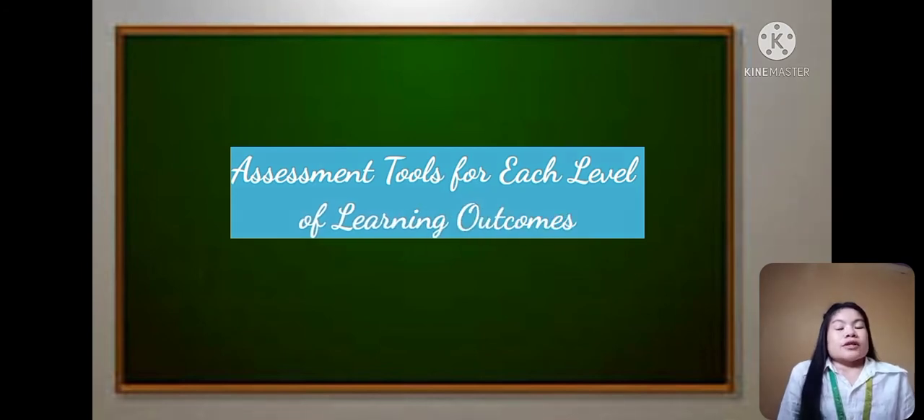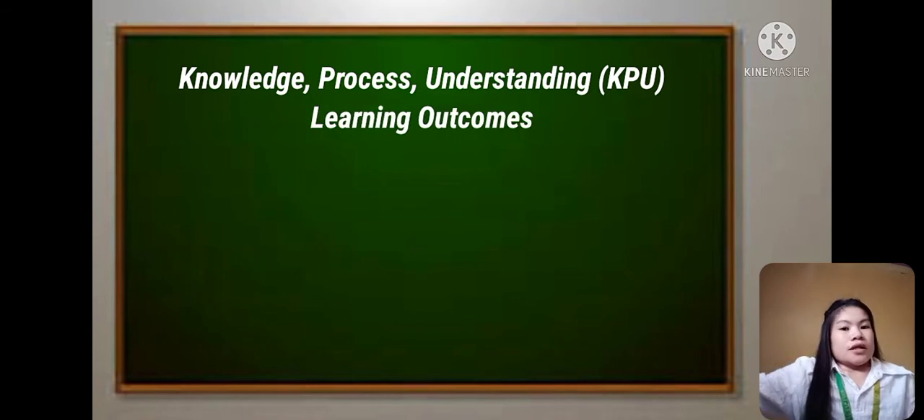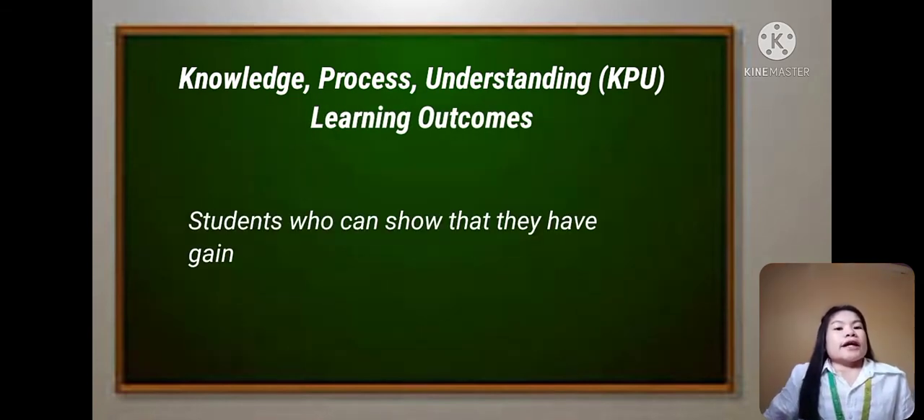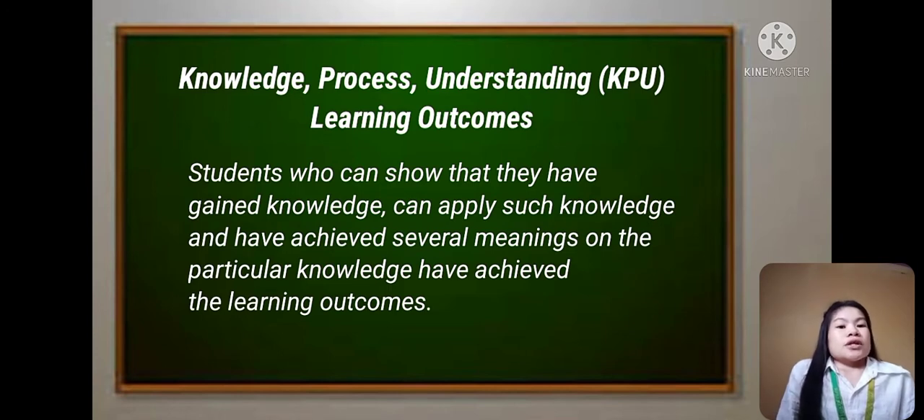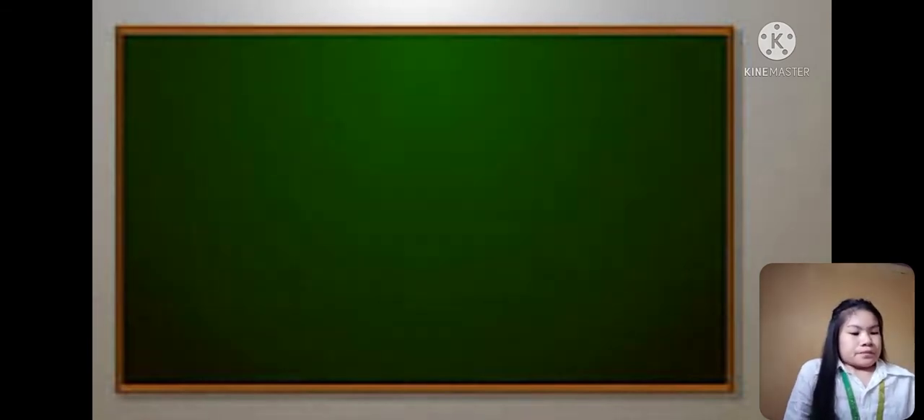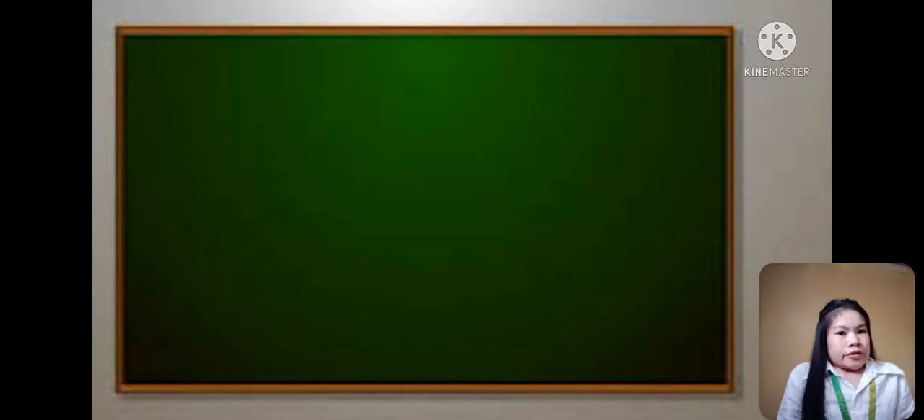Assessment tools for each level of learning outcomes. Knowledge, process, understanding, or KPU learning outcomes. Students who can show that they have gained knowledge, can apply such knowledge, and have achieved several meanings on the particular knowledge have achieved the learning outcomes. Learning outcomes are statements that describe the knowledge.